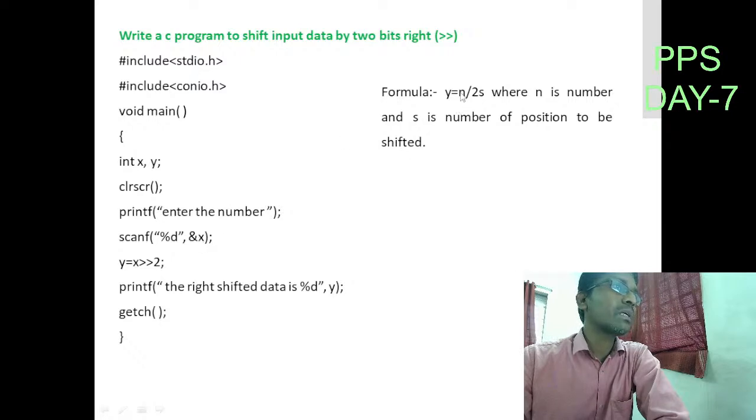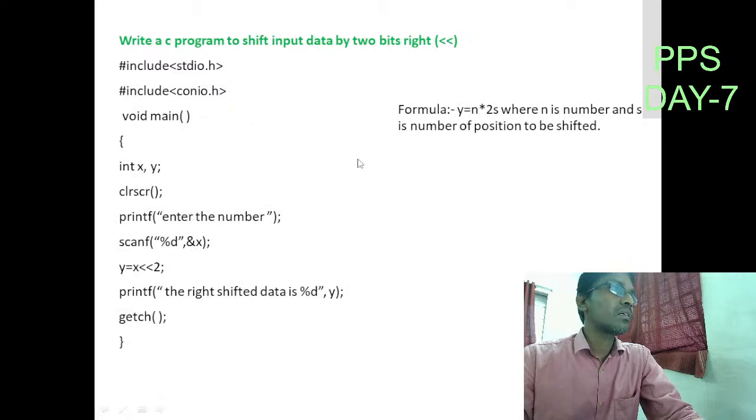That will be substituted in the place of n by 2 power s. The number of shiftings here is 2 to the right hand side, so you have to write 2 power s, that is 2 power 2. So we'll get the solution for the right shift operator. This is a shortcut for finding a right shift operation.